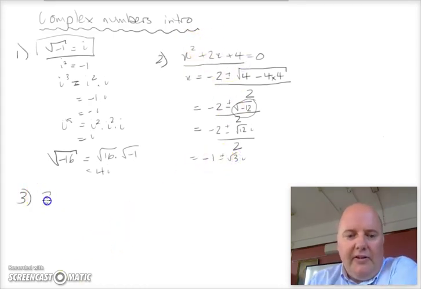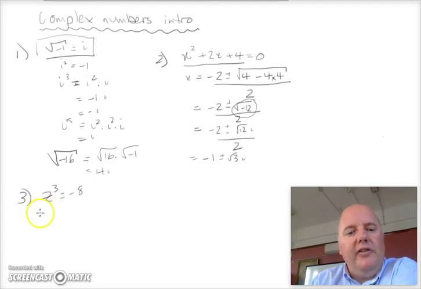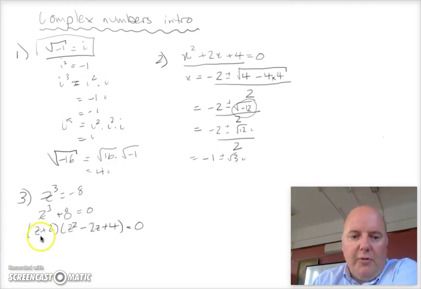So let's have a look at this. Let's say we've got an equation z cubed equals minus 8. We want to find what solutions satisfy this. So what we can do is rearrange it, so you get z cubed plus 8 equals 0, and then we can factorise it. We end up with z plus 2, z squared minus 2z plus 4 equals 0. You've factorised cubics before in your other classes. Now this gives us a couple of things to think about.